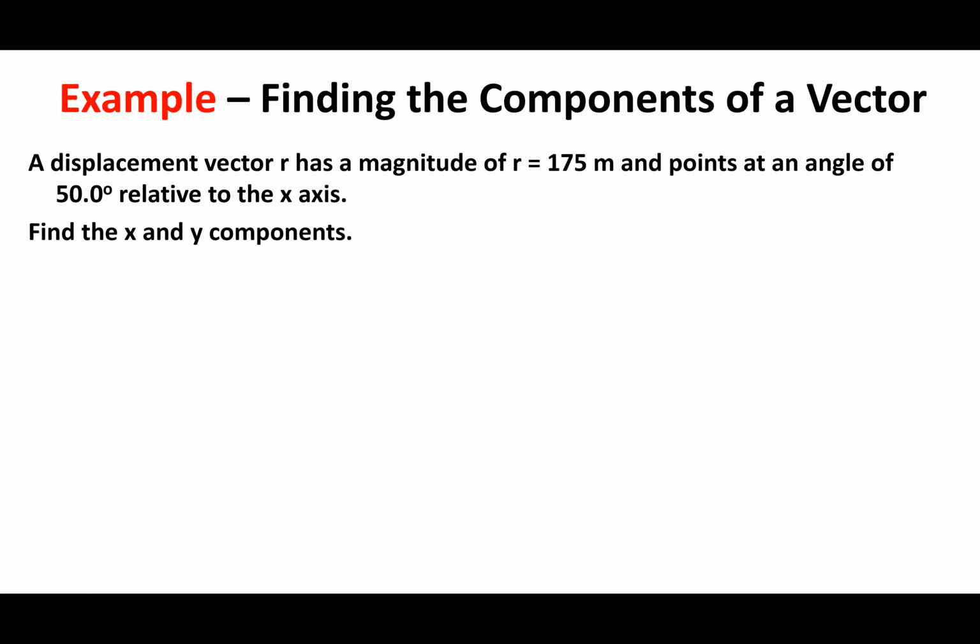So let's practice one. If we have a displacement vector with a magnitude of 175 meters and it points at an angle of 50 degrees relative to the x-axis, find the x and y components. We've got a 175 meter, basically hypotenuse. We're going to recognize it's at a 50-degree angle to the x-axis. We're going to draw an x component and a y component that are perpendicular to each other and close that resultant hypotenuse in as a right triangle, and then use trig to find the x and y components.